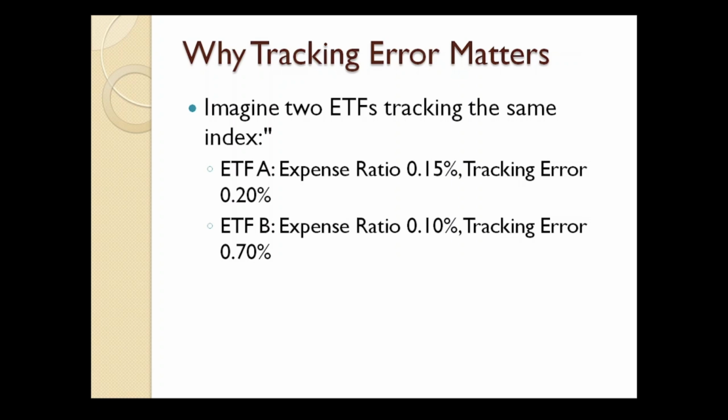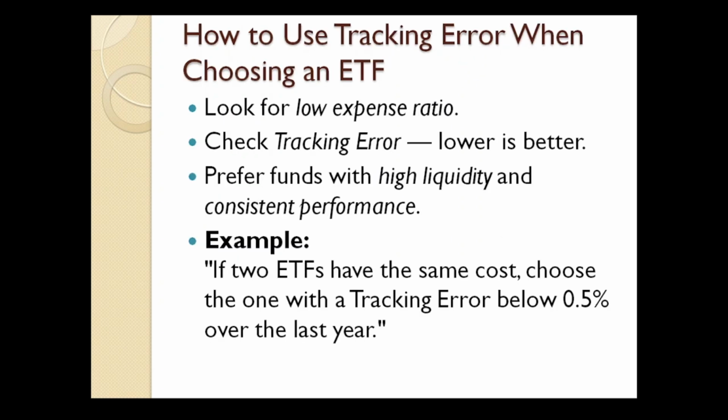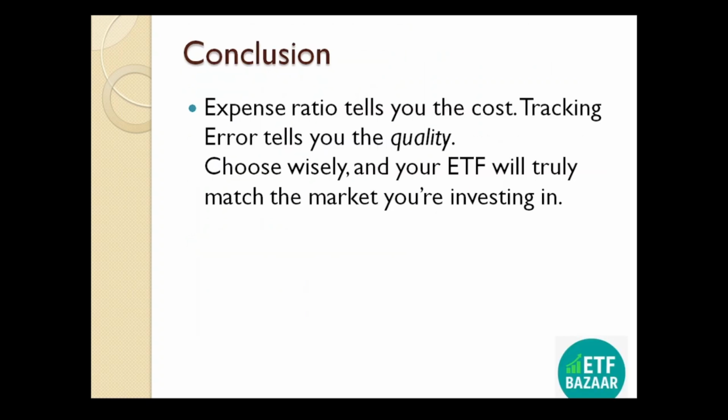How to use tracking error when choosing an ETF? When comparing ETFs, look for low expense ratio. Check tracking error. Lower is better. Prefer funds with high liquidity and consistent performance. For example, if two ETFs have the same cost, choose the one with a tracking error below 0.5% over the last year. Expense ratio tells you the cost. Tracking error tells you the quality.